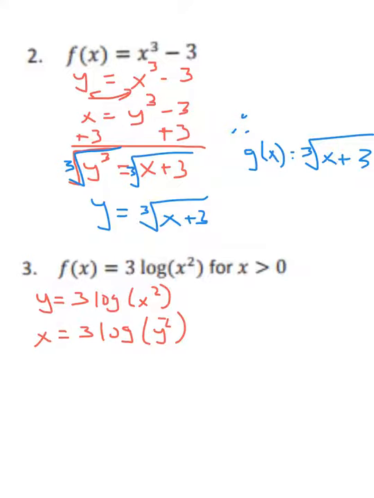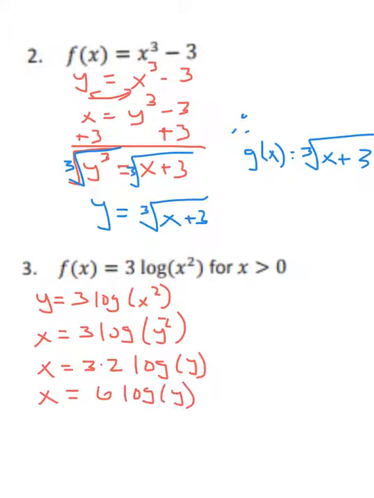Well, one thing you can do right away is you know that this 2 right here can come out in front. So we will get x equals 3 times 2 log of y, which means x is equal to 6 log of y. And now we will divide by 6, and we will get the log of y equals x over 6.